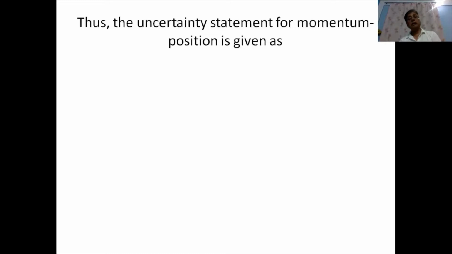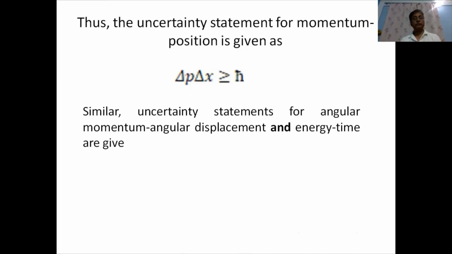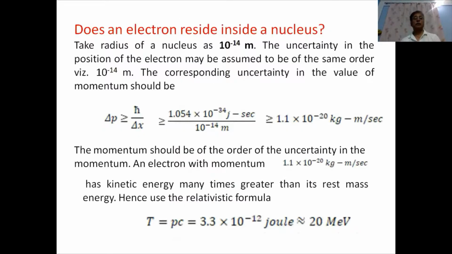Thus, the uncertainty statement for momentum and position is given by delta P delta X greater than or equal to H cross. Similar uncertainty statements for angular momentum and angular displacement, and energy and time, are given by delta L delta theta greater than or equal to H cross, and delta E delta T greater than or equal to H cross.